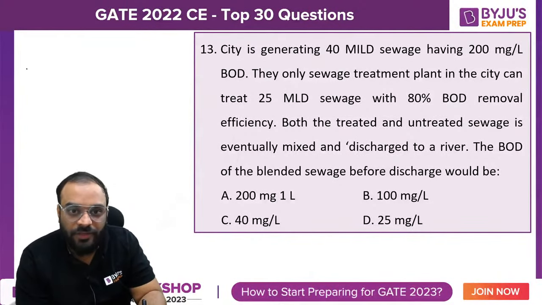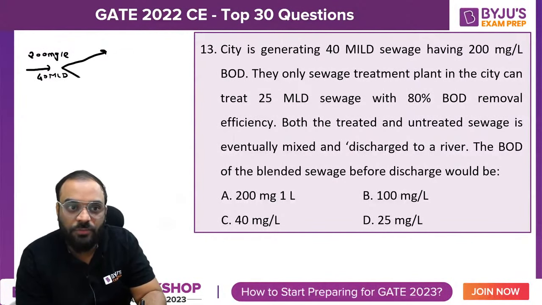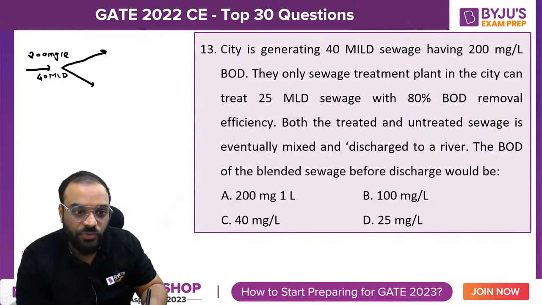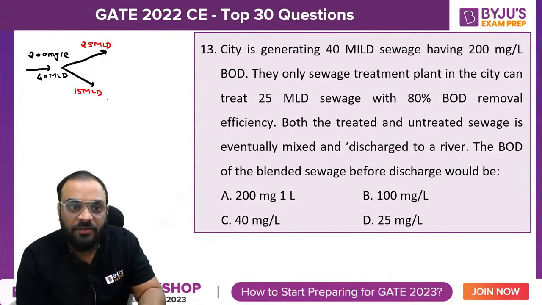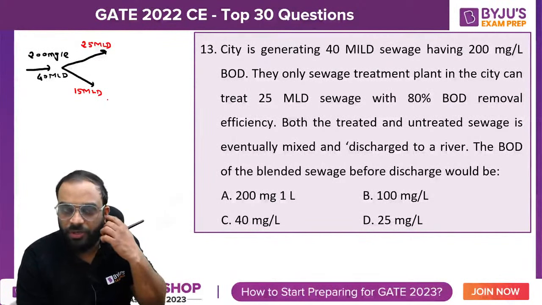Okay, I'm solving it. So we have 40 MLD discharge whose BOD is 200 milligram per liter, right? Now we have two components of it. One is 25 MLD which goes into the treatment plant, and the remaining part, which is basically 15 MLD, goes directly into the water body, right?